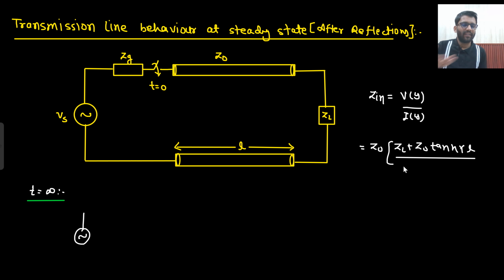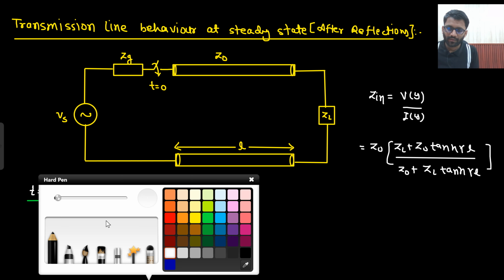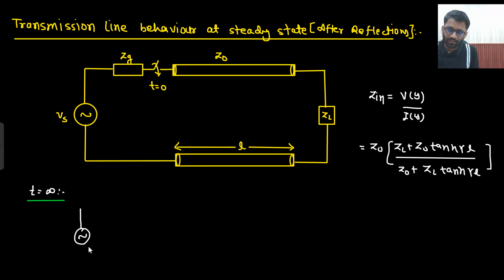But 100% the line given will be a lossless transmission line only. So here you will be writing j beta L, but as of now let's write it in a general way, tanh gamma L, because you will never have to do the hyperbolic calculations. So your Vs voltage source is there. You will have the Zg impedance, and at steady state it will be replaced with Zin.